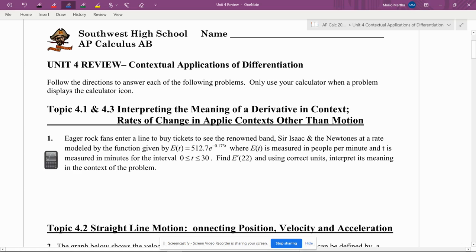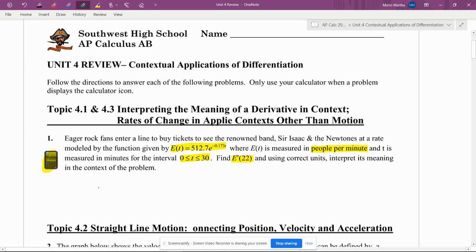So let's start off by writing down the important information, and let's highlight that first. We see that we have a function again. This is a calculator problem. And E of t is measured in people per minute. So those are the units. And t is minutes, and again, it's for the first 30 minutes. And then we need to find E prime of 22.